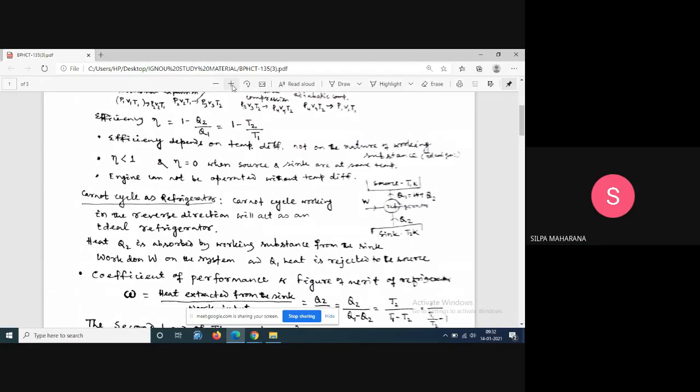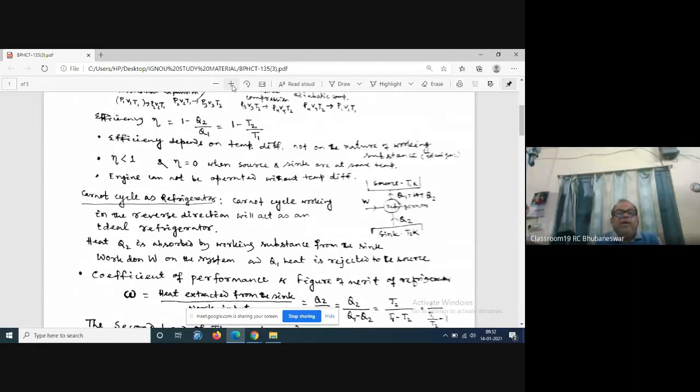Efficiency, the expression of efficiency is very important, because from this expression of efficiency cycle we derive the second law of thermodynamics. Okay, efficiency only depends on how much heat is converted into work.